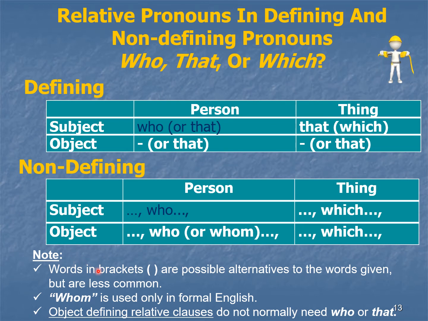Okay, please note that words in brackets are possible alternatives to the words given, but are less common. Okay, whom is used only in formal English. All right, so whom you use only in formal English. Object relative clauses do not normally need who or that. Okay, this part we can say object in defining relative clause in here. Okay, so briefly about this one.